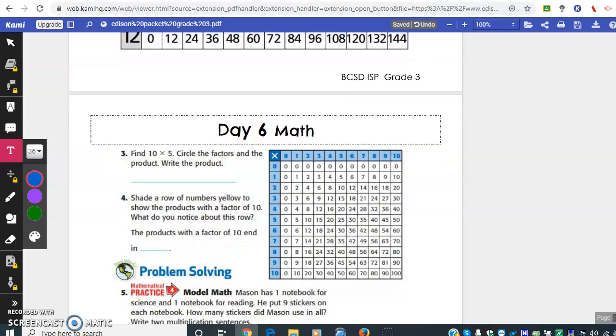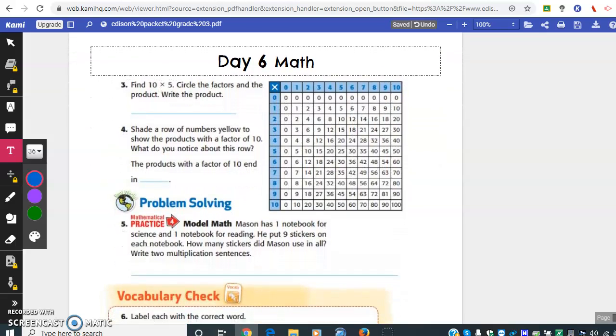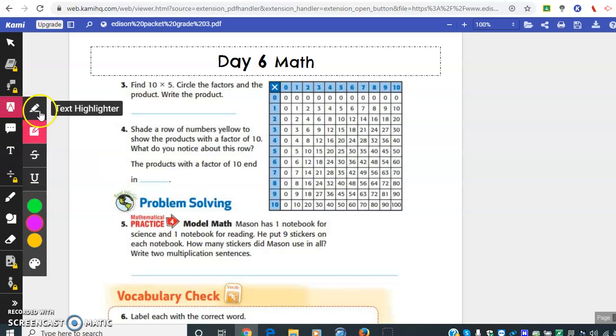And you're going to be using that, although they give you another one here, to answer the questions on the second page. Find 10 times 5, circle the factors and the product, write the product. So I'm going to go ahead and locate 10, and I'm going to slide over until it meets 5. Find the 5, slide down until it meets the 10, and those two green lines met at the 50.